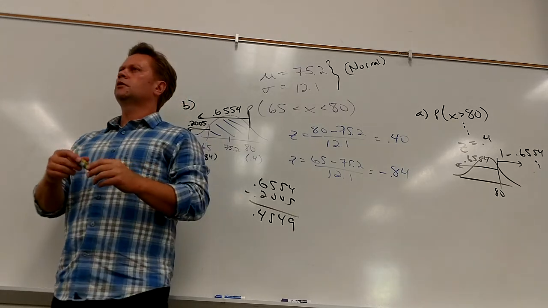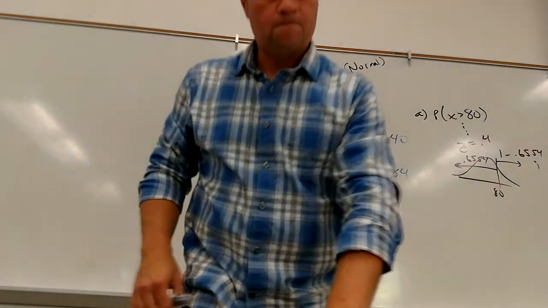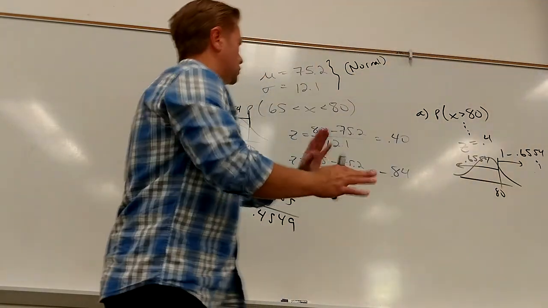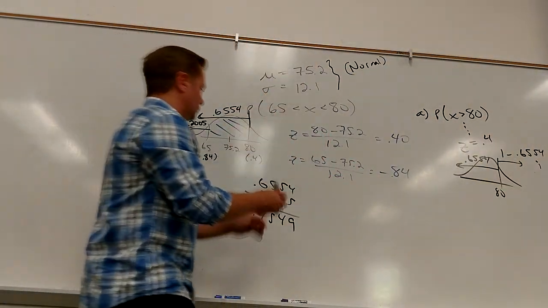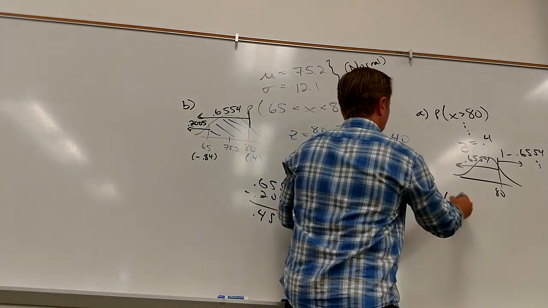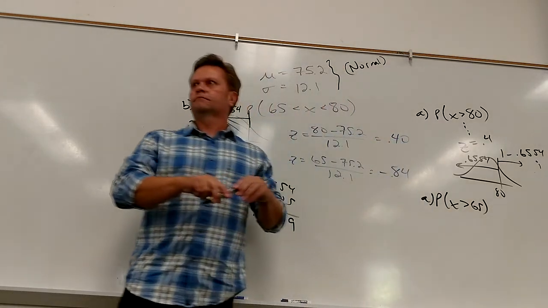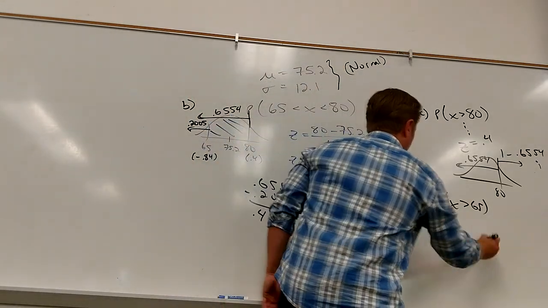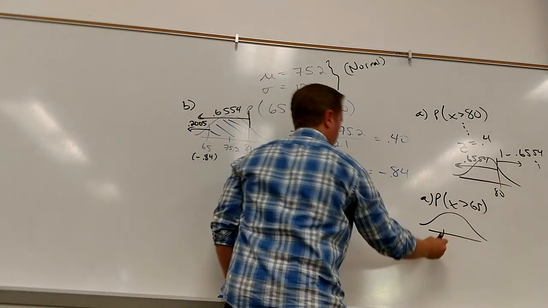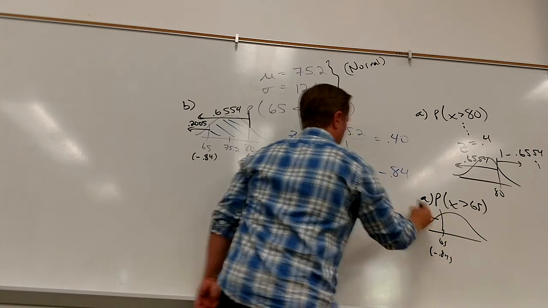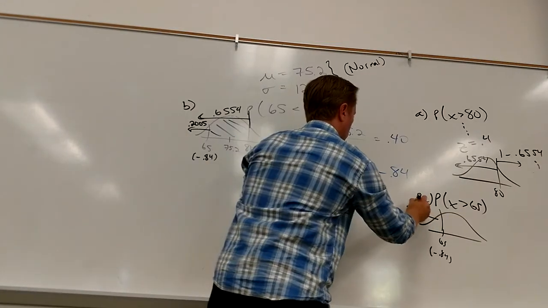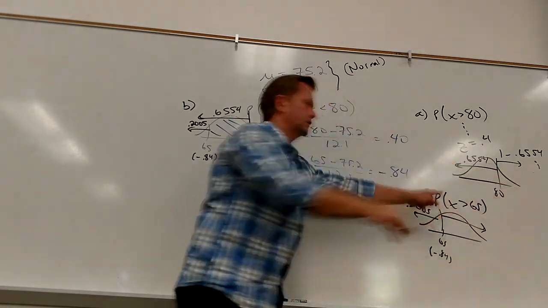Say it one more time. What about if the number you are looking for is less than the number? That doesn't change anything, to be honest. If my part A would have been probability x greater than 65, then you still get a z-score for that. We got a z-score for it, negative 0.84. You look up the area. We got 0.2005. And you do 1 minus that to get the other side because I want greater than.